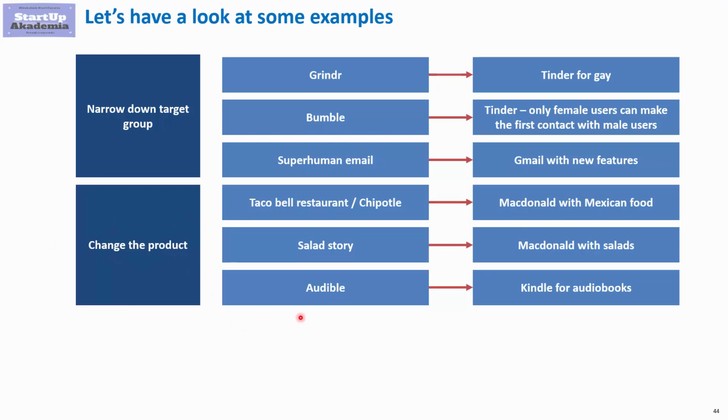Let's have a look at cloning of the idea where there was a change of the product. Taco Bell restaurant and Chipotle can be described as McDonald's with Mexican food. So, here we changed the burgers for Mexican food. Salad Story is a similar case. In this case we changed the burgers for salads. Audible we can describe as a Kindle for audiobooks. In this case, we went from ebooks to audiobooks.